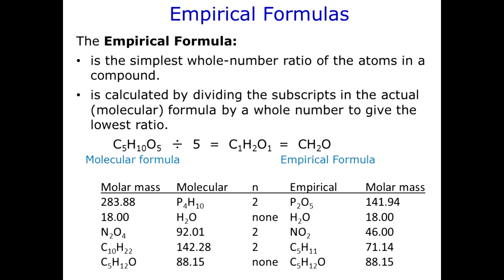Now, the empirical formula represents the smallest ratio you can have. It's like factoring in math. But you have to keep the ratios the same. For example, look at the one where we have C5H10O5, that slide. You have 5, 10, 5, which could be 1, 2, 1, or it could be 10, 20, 10. It has to maintain the same mathematical ratio. And so it's factoring. So think of factoring.